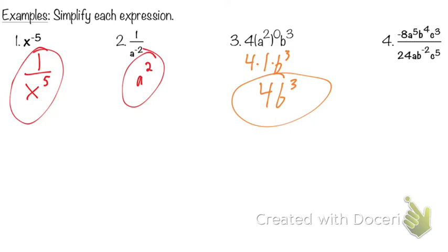Negative 8a to the 5th, b to the 4th, c to the 3rd, all over 24, a, b to the negative 2nd, c to the 5th. Now, we notice, do we have some negative exponents going on here? Yes. Okay, I don't like those negative exponents. Let's take care of those first and foremost. So, what's the only thing that has a negative exponent? The b on the bottom. Yeah. So, do you think we're going to move all of the stuff on the bottom? No, just the b. Everything else is happy down there. Just the b needs a change of environment. So, right now, in our first step, I'm just going to have us write everything the same, except I'm going to put this b to the negative 2nd as a b to the positive 2nd on the top. And it's no longer going to be on the bottom there.